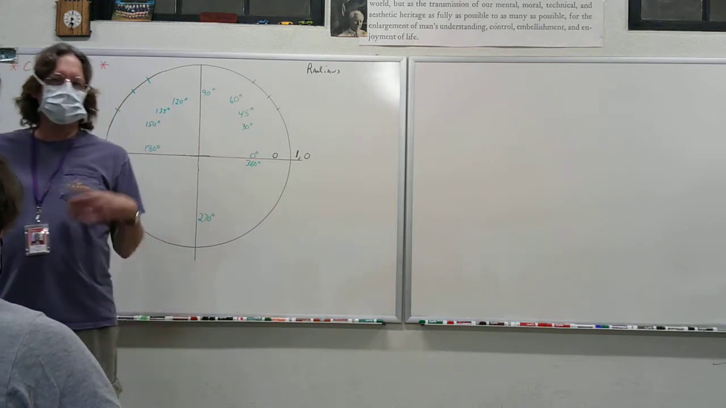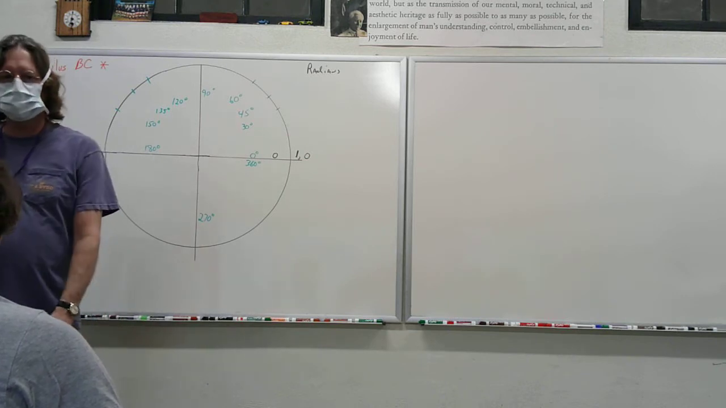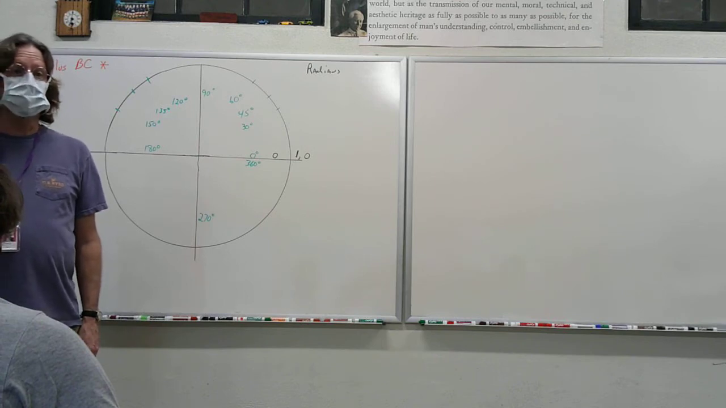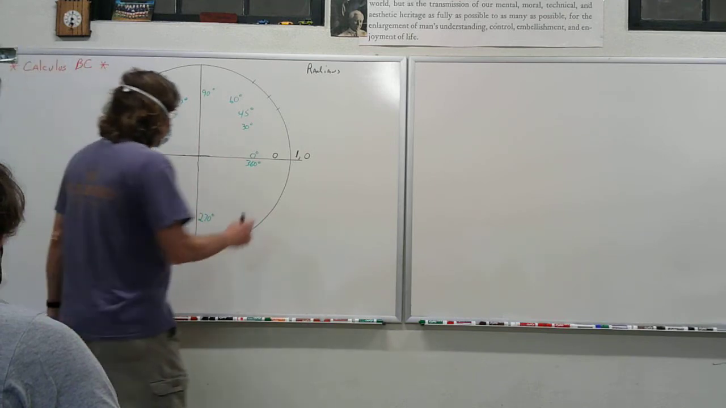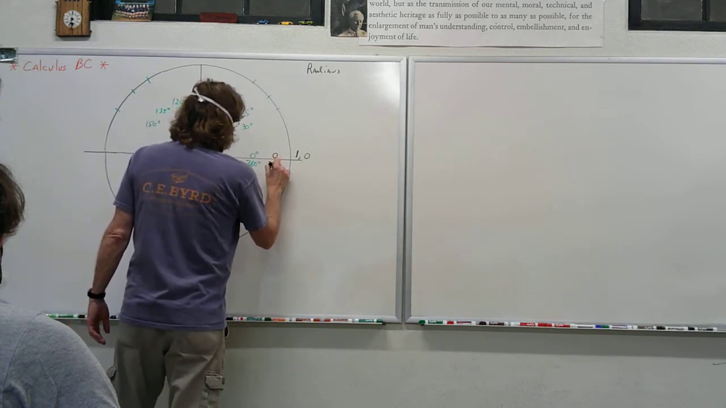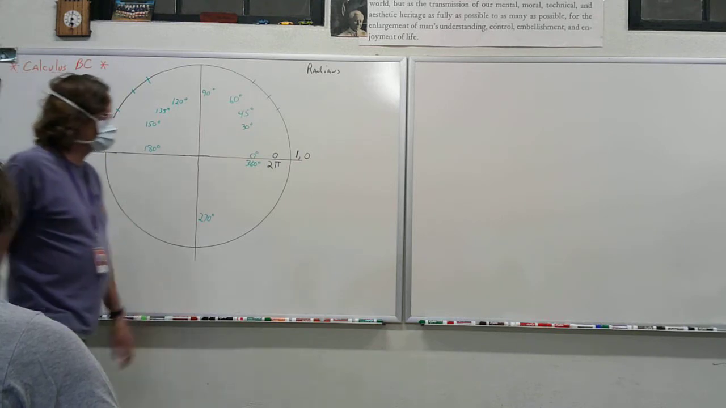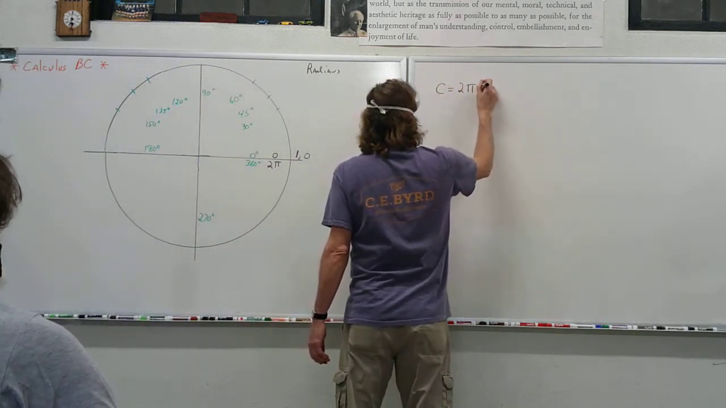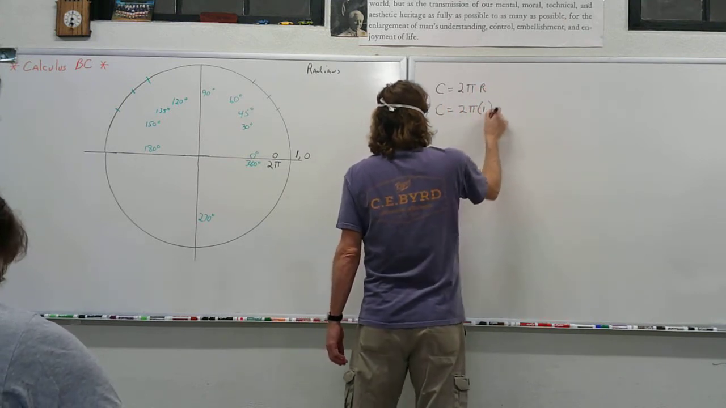Now, since the circle has a radius of 1, what is the circumference of the circle since it has a radius of 1? Circumference of a circle with a radius of 1 is 2 pi. I'm going to talk to y'all's geometry teacher. We need some lower grades. 2 pi. The circumference of a circle with radius of 1, circumference is equal to 2 pi r. So the circumference of the unit circle is 2 pi times 1.